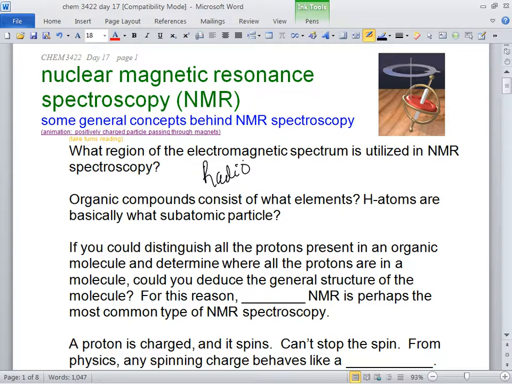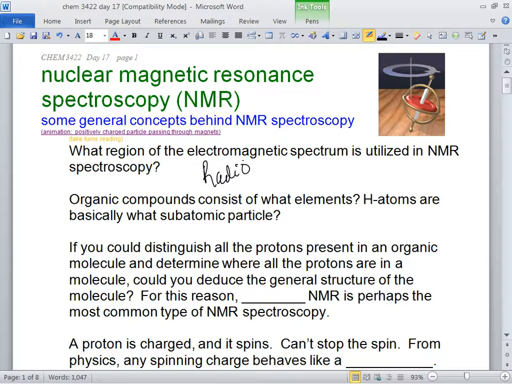Okay, keep going, Mel. Organic compound consists of hydrocarbons. Hydrocarbons. What elements? Carbon and hydrogen. Yeah, good. Okay, keep going. Hydrogen atoms are basically what subatomic particles? Protons, exactly. A hydrogen atom, if you rip off that electron, is a bare proton, but okay.